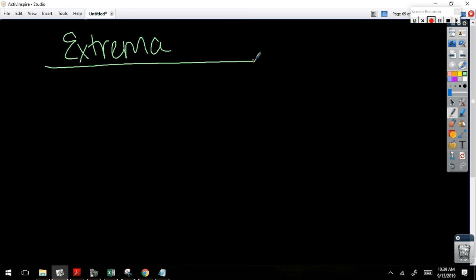Here's what extrema are. Let me give you kind of a definition of it, and you see if you can figure out what extrema are. I'm going to say extrema, aka, you know what that means? Also known as. Turning points. Inflection points. Change of direction point. Yes.